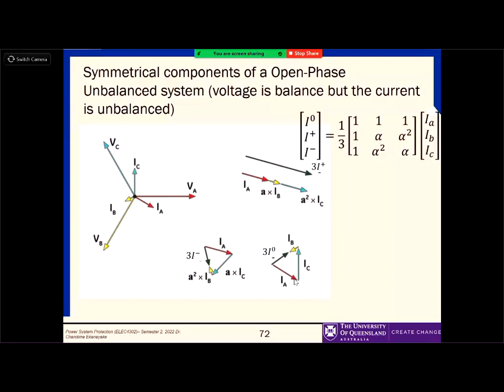So the representation here is, see, all three voltages still appear the same, because the voltage doesn't change if it is open, right? I'm talking about the source side, not the load side. The load side voltage becomes zero, right? So on the source side the voltage will be the same, but the current is different. In this particular case, which phase is open? By looking at this diagram, can you tell me which phase is open? B. So the current in phase B becomes smaller.